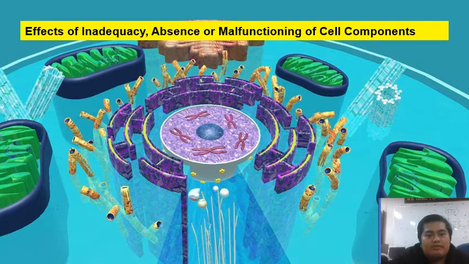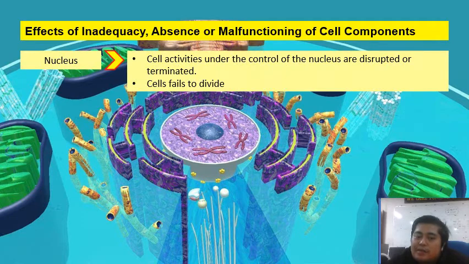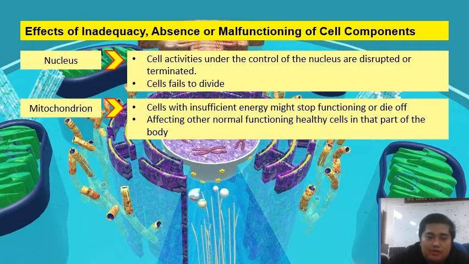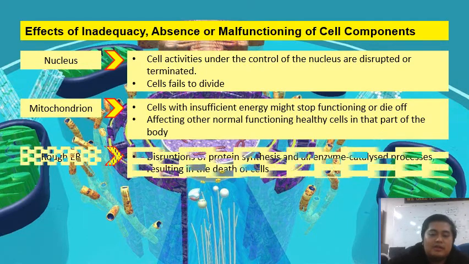So effect of inadequacy, absence or malfunctioning of the cell component. Tadi kita cerita kat bahagian mana akan ada banyak komponen of cell. Sekarang ni kita akan cerita apa akan jadi kalau tak ada sel tu. So, bila tiada nucleus, cell activity under control of the nucleus will be disrupted and terminated. So, sel akan gagal untuk berfungsi juga. So, kalau tak ada mitochondria pula, cell with insufficient energy will stop functioning or die off, affecting the other normal functioning healthy cell in the other parts of the body.